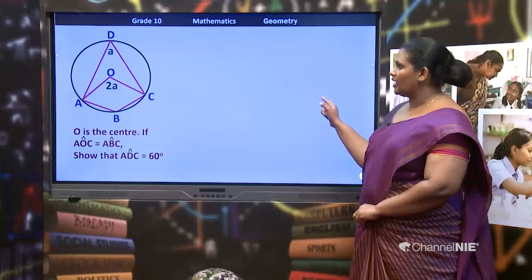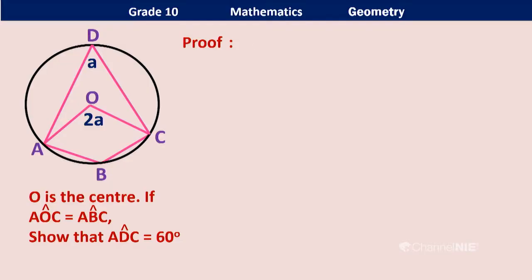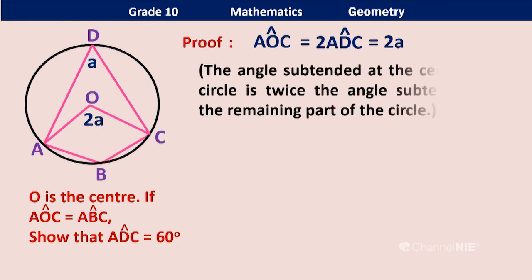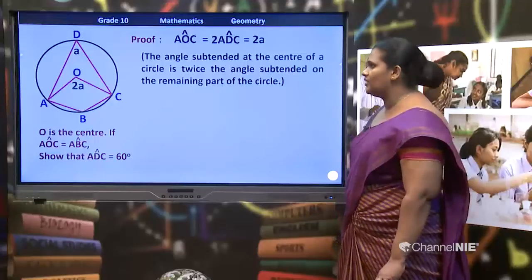Right. So, we will write the proof. Angle AOC is equal to twice the angle ADC. So, we can say it equals 2A. When we are writing the proof, we have to mention why we have used this relationship. Therefore, you have to mention that the angle subtended at the center of a circle is twice the angle subtended on the remaining part of the circle. You have to write the reason.